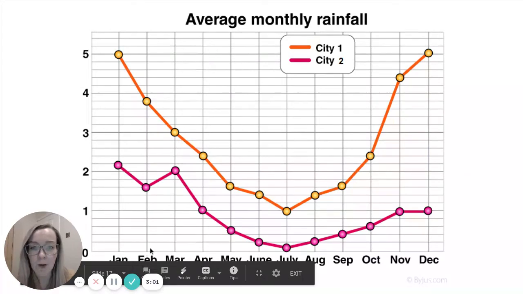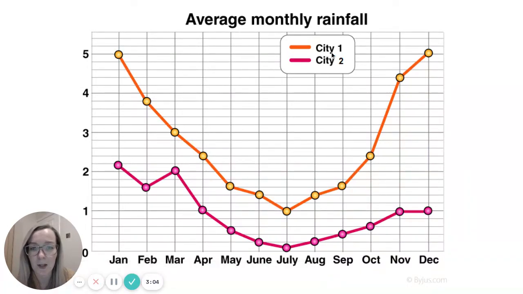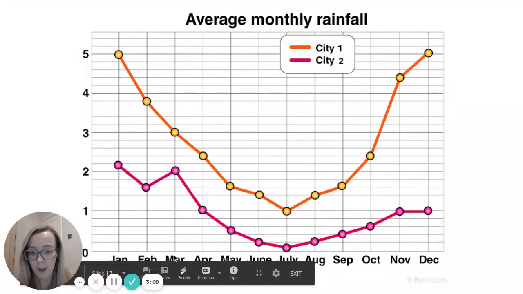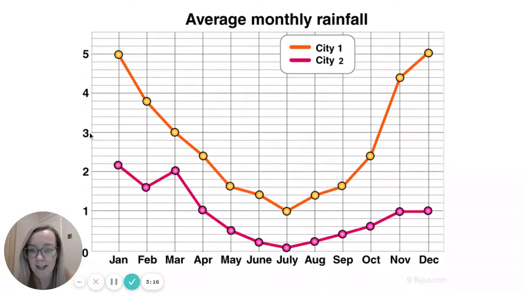So it works exactly the same way. I want to compare how much rain fell in City 1 compared to City 2 in March. So I come to March. I'm going to come up to City 1 first, which is the orange line, remember. Work across to the y-axis and it shows us that 3 something, let's say inches, fell in March in City 1. We come back down to City 2, only 2 inches of rain fell there. So there was a higher rainfall in City 1 compared to City 2. So this kind of line graph would allow us to compare different places, but for the same type of data.